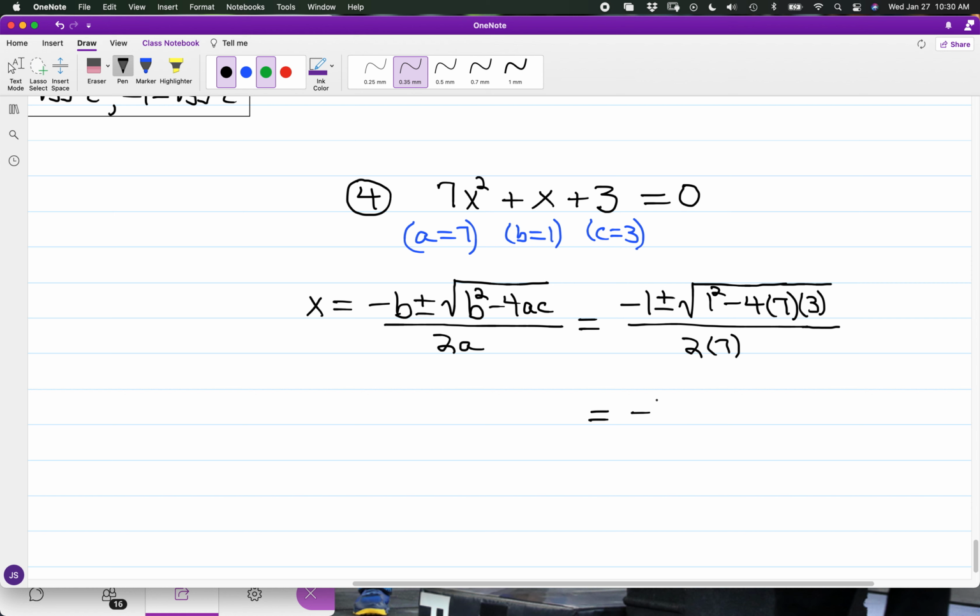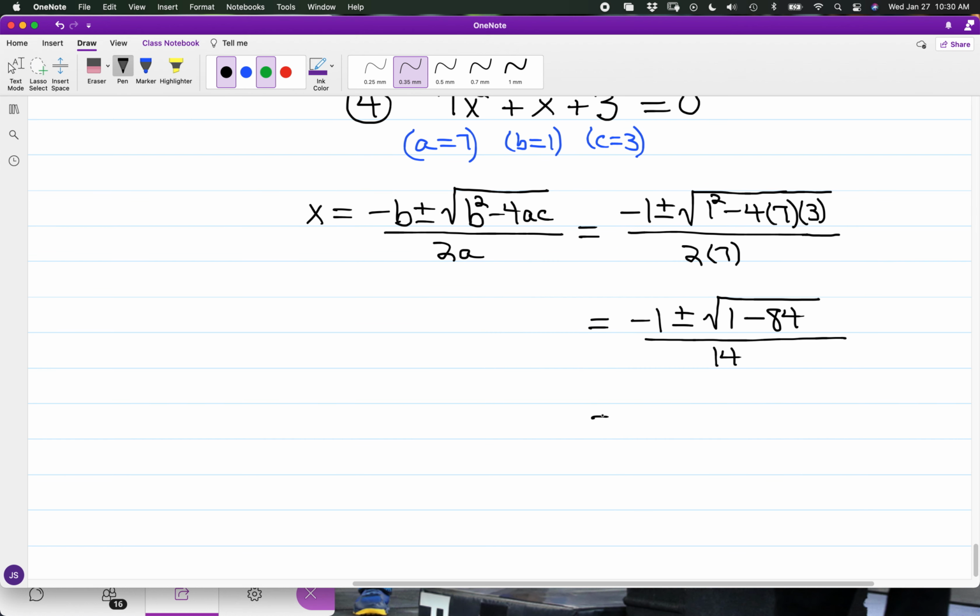So you have negative 1 plus or minus, and just working with what we have inside the radical: 1 squared is 1, negative 4 times 7 is negative 28, negative 28 times 3 is going to be negative 84. And in the denominator, you have 14. So we have negative 1 plus or minus the square root. Now 1 minus 84 is going to be negative 83.